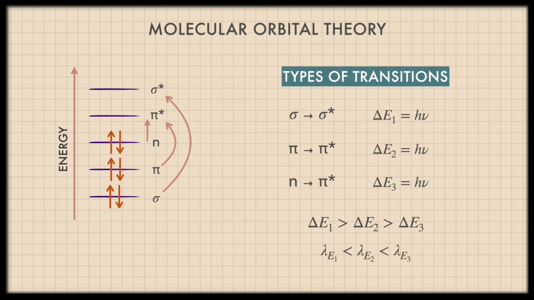The wavelength will be in the opposite way. So where we have lambda E1 will be less than lambda E2, less than lambda E3. Okay.